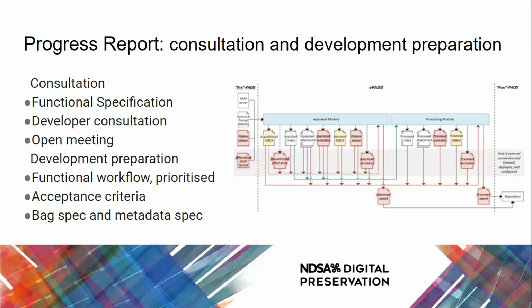We've also been preparing for the development phase by converting our functional specification into a workflow, with each functional requirement assigned a priority. And we're now working on producing acceptance criteria so that these requirements can be converted into GitHub issues for completion. We're also in the midst of producing more detailed specifications for our preservation package and our metadata requirements.